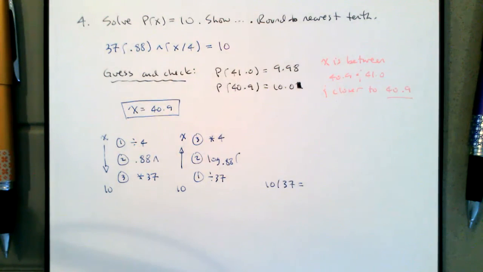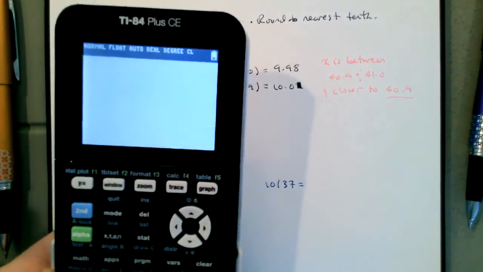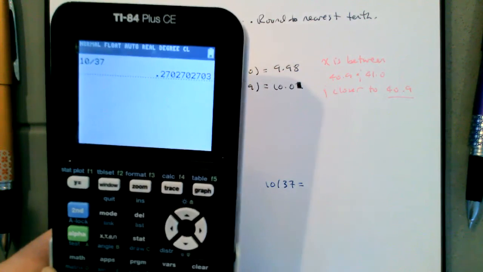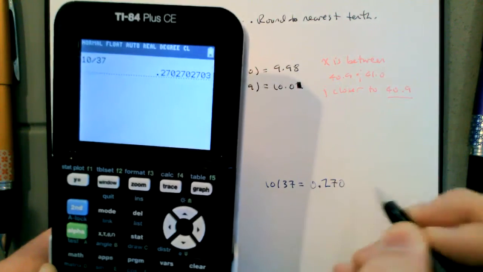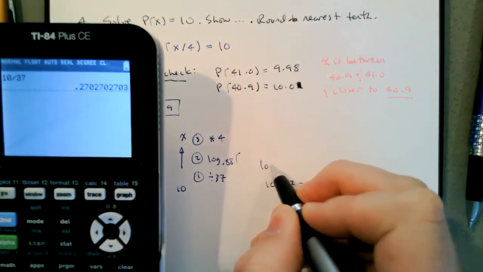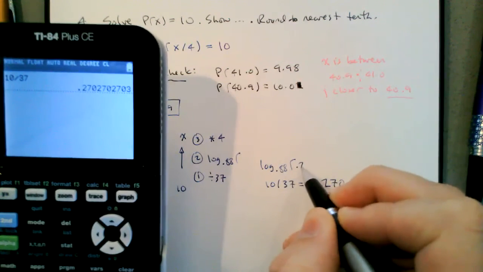Now this is going to take place on a calculator, so I'm just going to write down stuff in between that I'm not actually going to be writing down. 10 divided by 37 is 0.270. Then I'll take the log base 0.88 of 0.27.